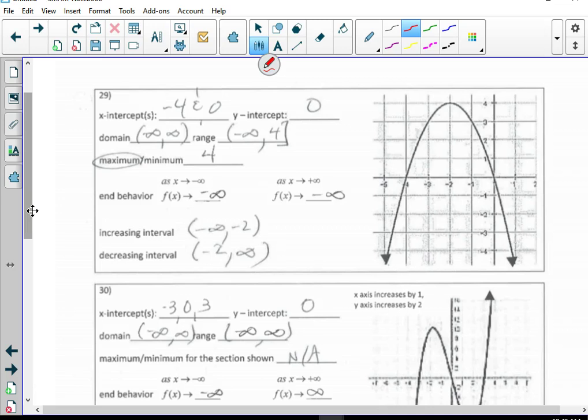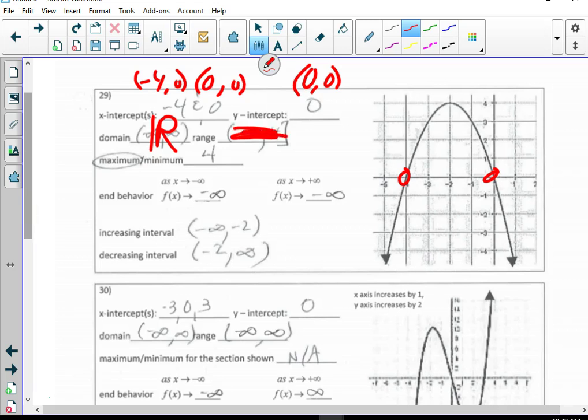Okay, x-intercepts. Well, you're just looking for where it crosses the x-axis. There they are. -4 and 0. You can also write, obviously, -4, comma 0, and 0, comma 0. That's fine too. I would accept either one. The y-intercept is 0. If you write 0, 0, cool. The domain. Again, you guys write it this way, all real numbers. All right? The range.